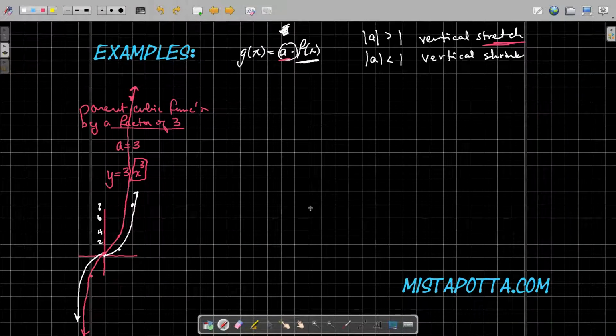So let's do another example of this. Let's do our parent reciprocal function.